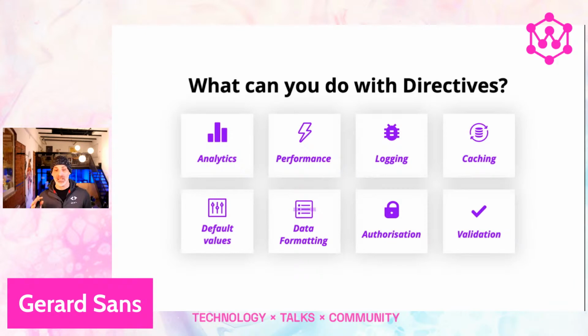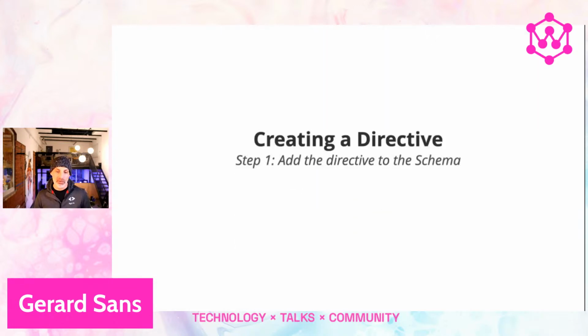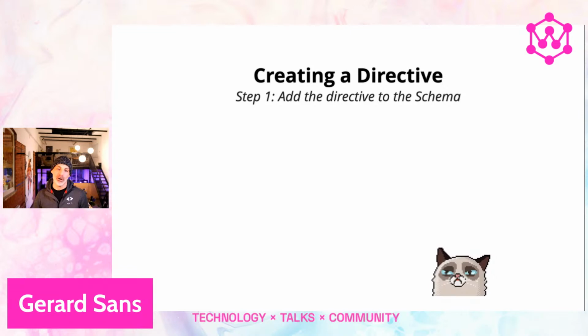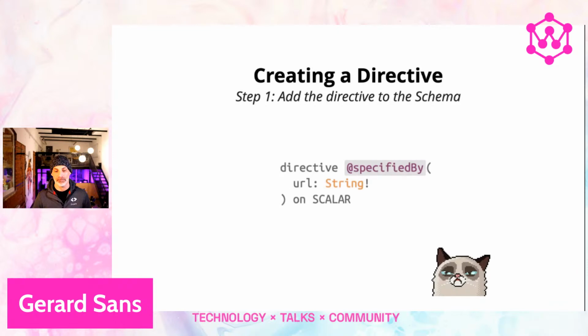A lot of people are implementing authorization, and you will find many examples of that. You can add extra validation. We have also seen in previous talks that you can also use it as a gateway. You can connect to other GraphQL APIs and automate that. I mean, the possibilities are endless. So let's look at how we can create our own. The first thing that we are going to do is add the directive to the schema. So we will add a definition of it, and we will see an example.